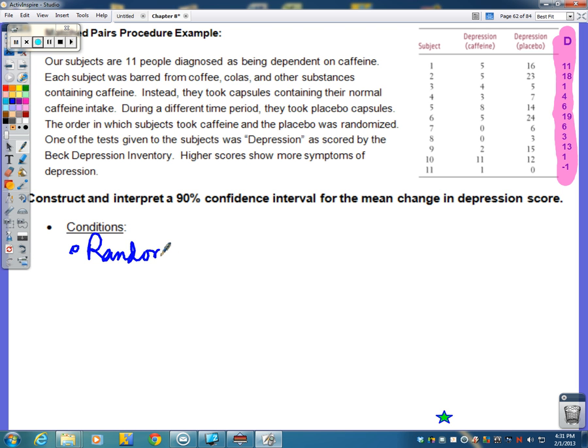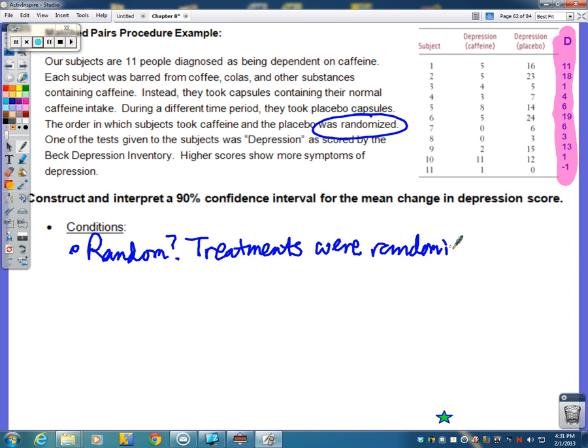I still got to check, do I have a random sample? Well, let's see. Now, notice our 11 people, they weren't randomly selected, but the thing that was random, since we are in an experiment here, is the treatments. And were the treatments, the caffeine and the placebo pills, randomized? And they were. So in an experiment, you don't randomly select your people to be in your experiment. You choose your treatments as being the randomized part. So random, we will say treatments were randomized. And that takes care of that condition.